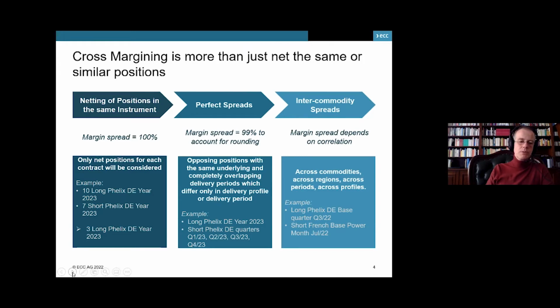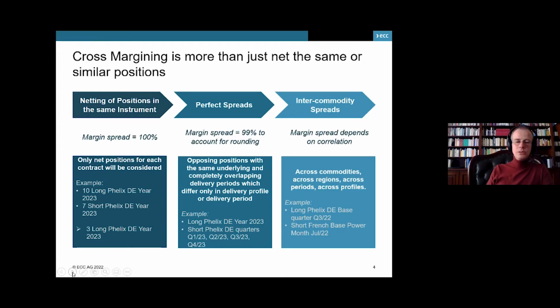You have a margin spread of 100%. You just subtract the 10 minus 7, resulting in 3 contracts. Okay, another example is the perfect spread. If you have something like the year future, again, let's take German power, and have the corresponding quarter futures in a short position, that's called a perfect spread. You get a margin spread of 99%.